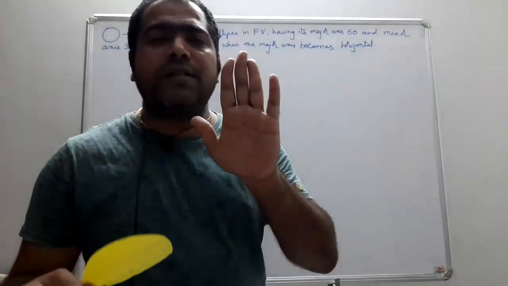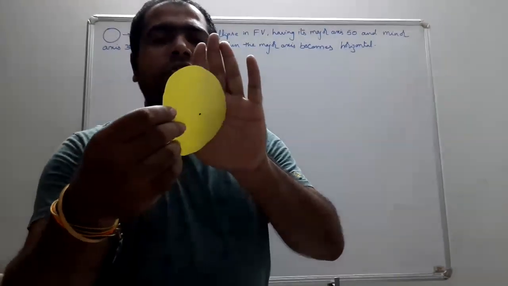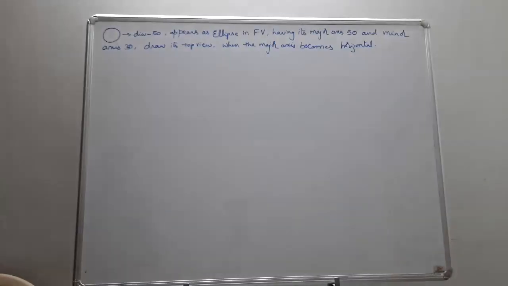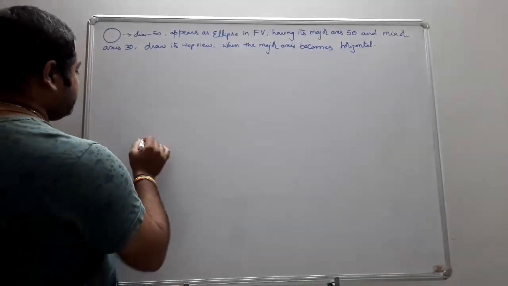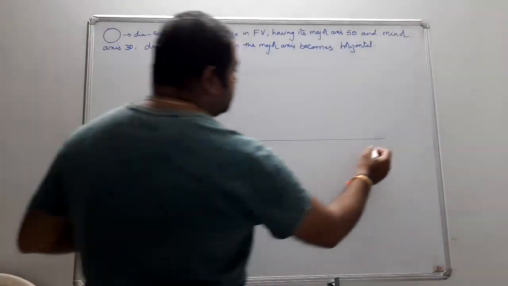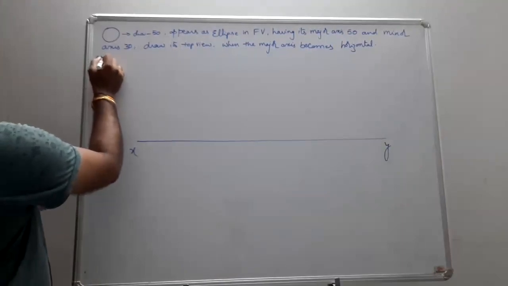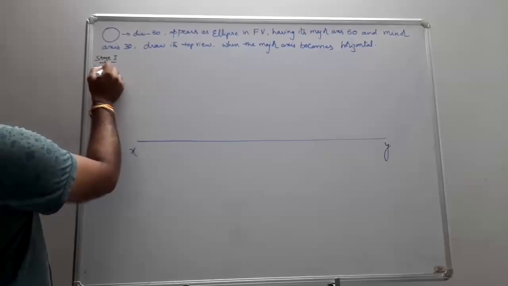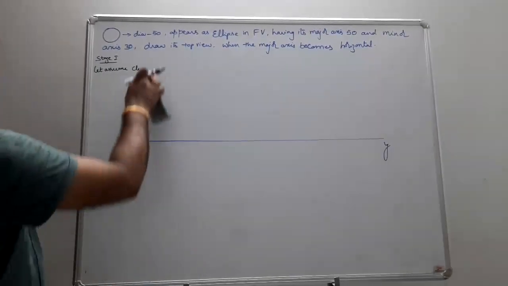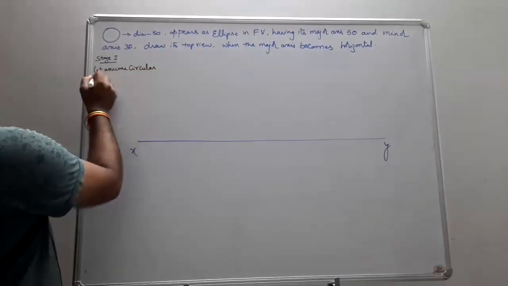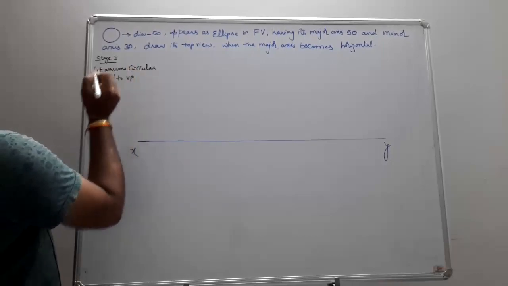So how can you put this simple position in stage 1? Here it should be inclined to VP. Let us assume your plane surface is going to be parallel to VP. First of all, on single position, stage one. So whenever you are considering stage one, let us assume a circular plate parallel to VP.